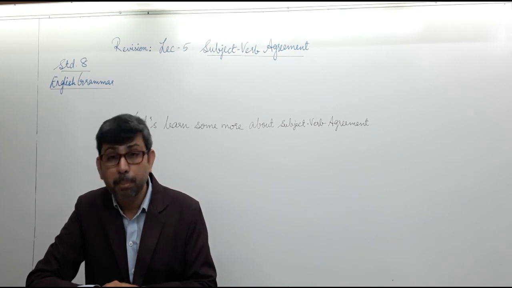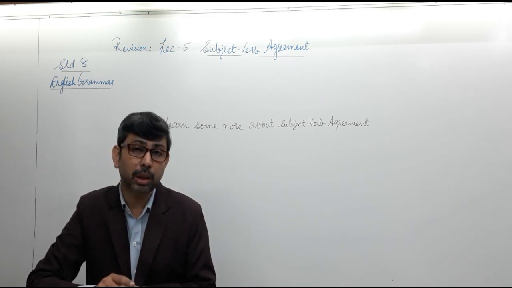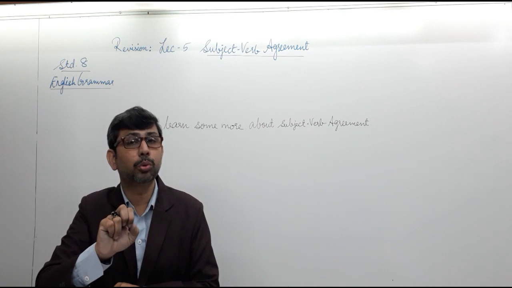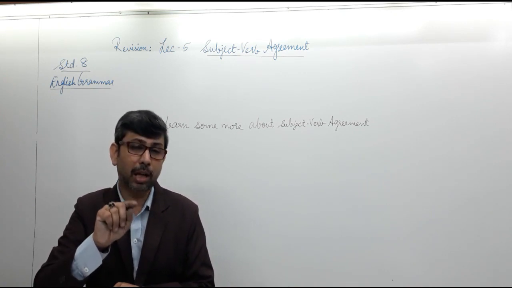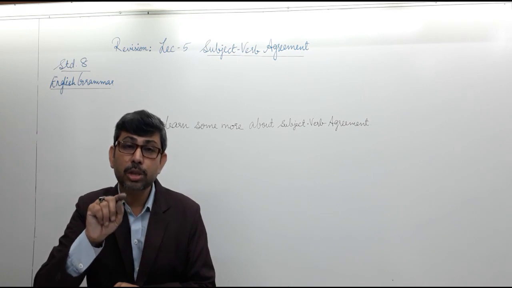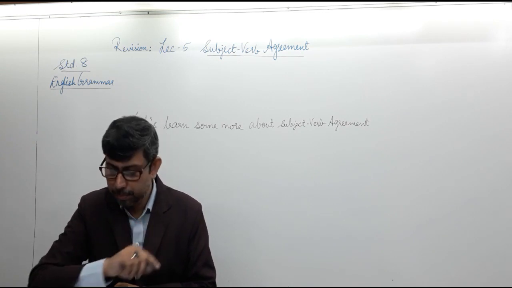Either of the two girls is accompanying you. What does that either mean over here? Either means any one of the two, not both of them. So either indicates a singularity over here, and therefore a singular verb needs to agree with the subject either.